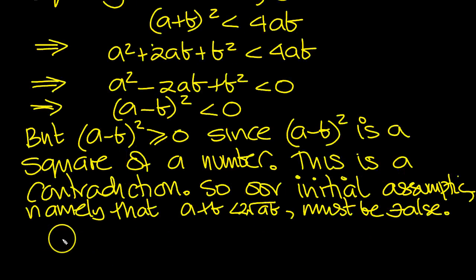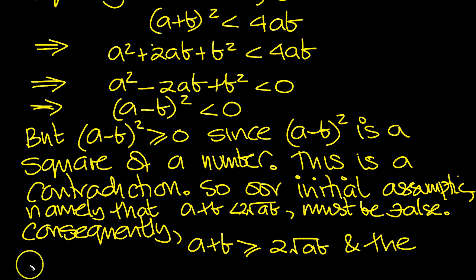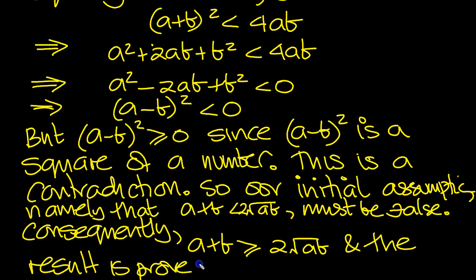Consequently, if it's not true, it's false, then a plus b must be greater than or equal to 2 the square root of ab, and the result holds, or the result is proved. There we go.